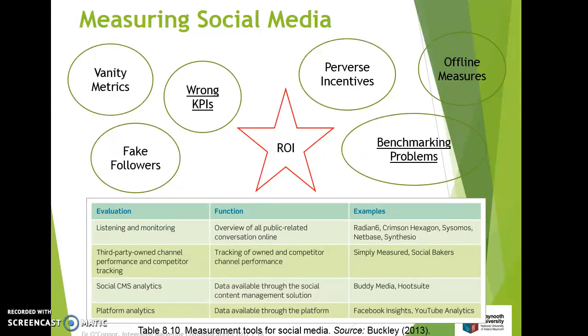So evaluation takes the form of listening and monitoring, third-party owned channel performance and competitor tracking, the social CMS analytics and platform analytics. You can see that sometimes there are wrong key performance indicators, and there are benchmarking problems. So maybe a campaign that was carried out before wasn't correct, and you possibly as an organization have used that particular campaign to benchmark for the next campaign, which isn't possibly the right thing to do. You have fake followers, you have vanity metrics, you have perverse incentives, or maybe offline measures.